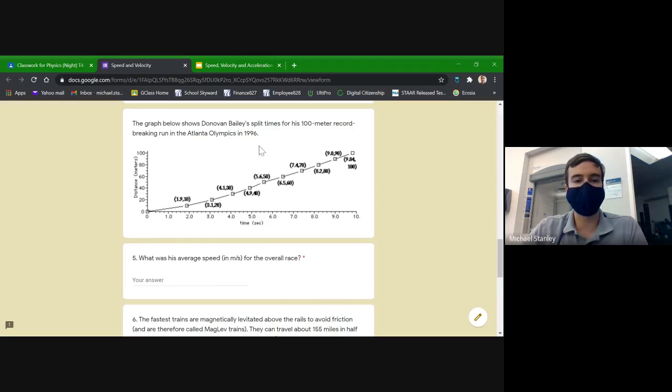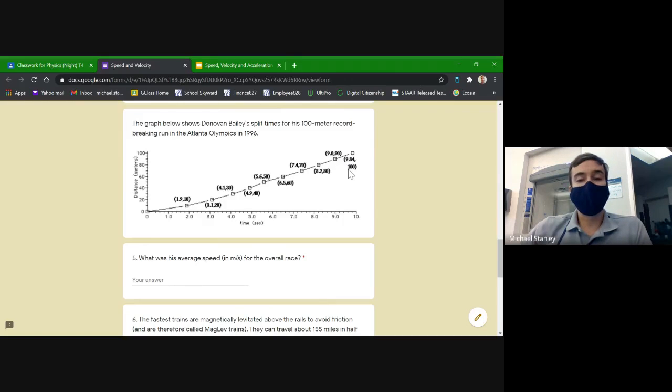So Donovan Bailey ran 100 meters in 9.84 seconds. On our little graph here, we have his markings for each one of the 10 meters. So at every 10 meters, they measured how much time it had taken him to get there.